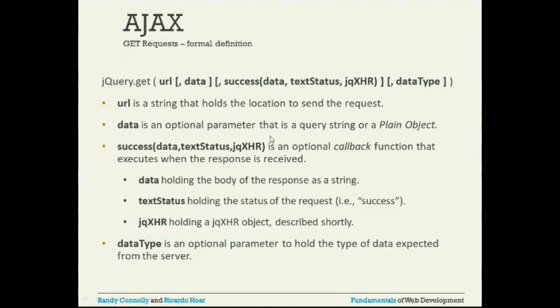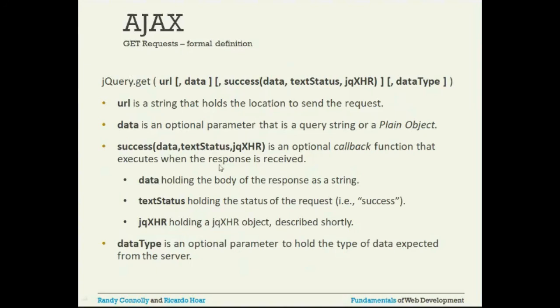Data is an optional parameter, that is a query string or a plain object. If there is any data to be sent, then you send the data. For example, in the case of a voting option, you have to send what the user has selected. But in the earlier example, you need not send any data, since what you need is the current server time that can be fetched. Then you can have an optional callback function that executes when the response is received, which will get executed when the server response is received.